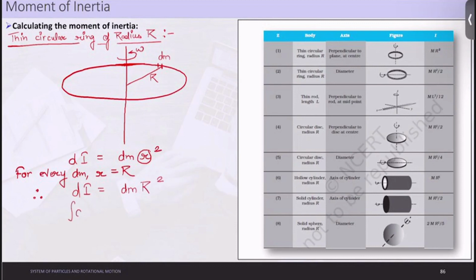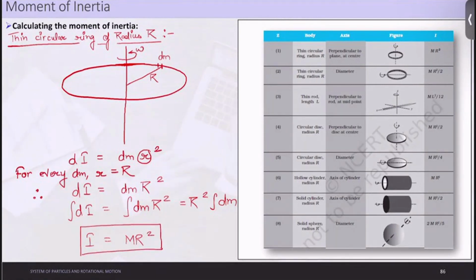Now, if we integrate it, so it's dI, and also integrate dm r square. Correct. As r square is constant, we can take it out. It is equal to integration of dm. What is integration of dm? Simple. It's M. We can also put the limits, but that is not required, as we directly know the complete integration of dm. It's M. Therefore, we'll get I is nothing but equal to M R square. Okay, so that is how you understand the moment of inertia of a thin circular ring of radius R.